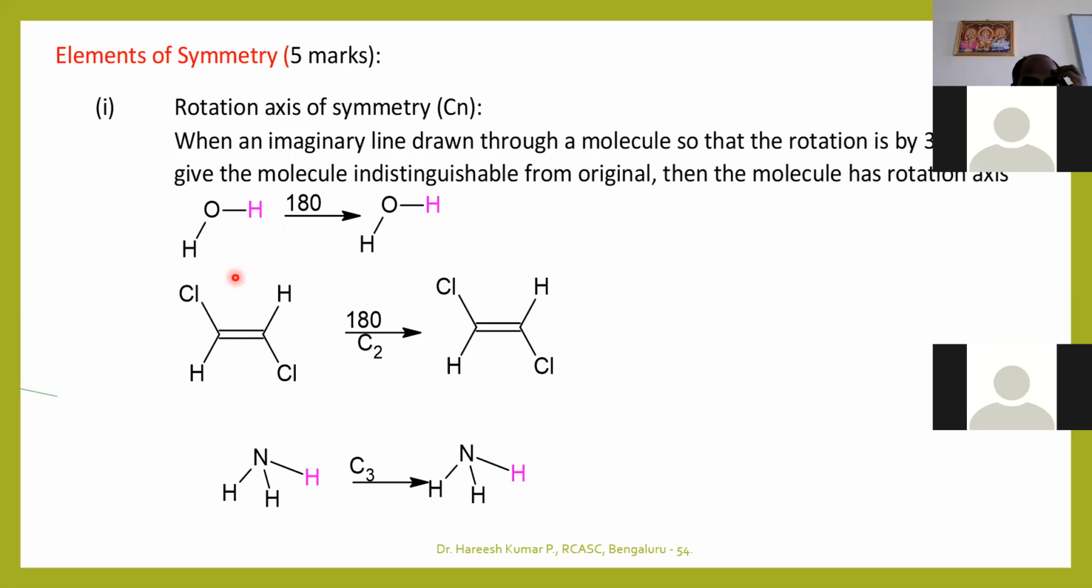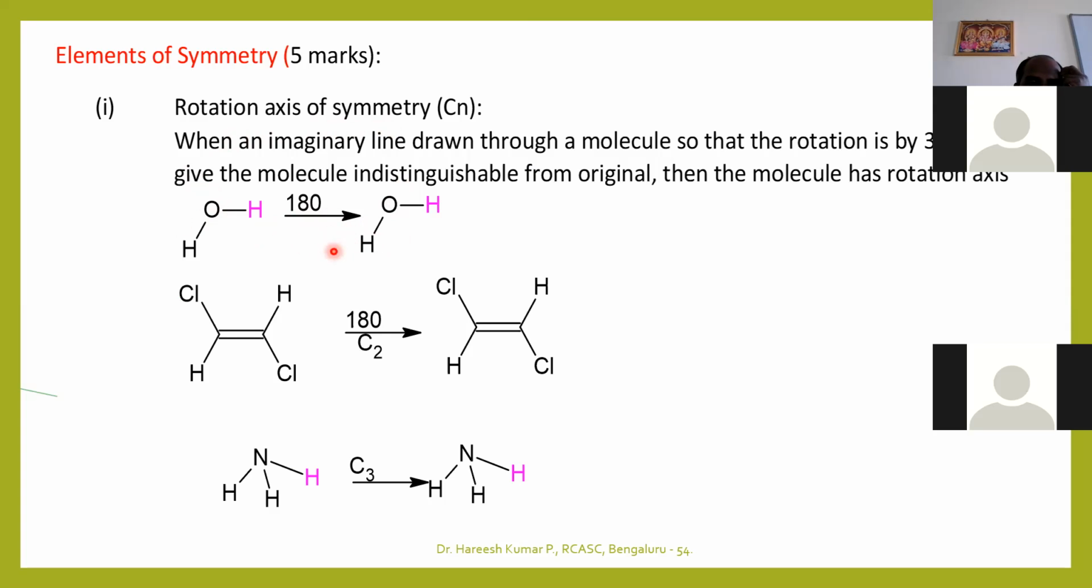When the imaginary line passes through the oxygen and the molecule is rotated, more particularly C2, you can observe that I have written 180 degrees. So 180 degrees means this moiety exhibits a C2 axis of symmetry. How will you come to know that? Suppose an imaginary line passes through the molecule, and when it is rotated, if it gives something indistinguishable from the original, then such compounds exhibit a rotation axis of symmetry. So this moiety shows a C2 axis.